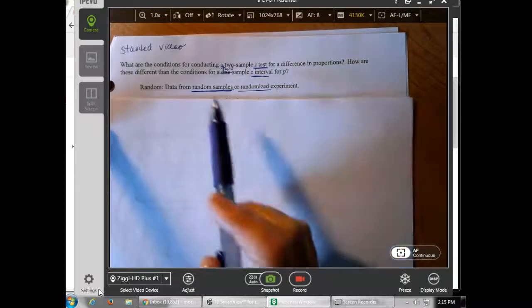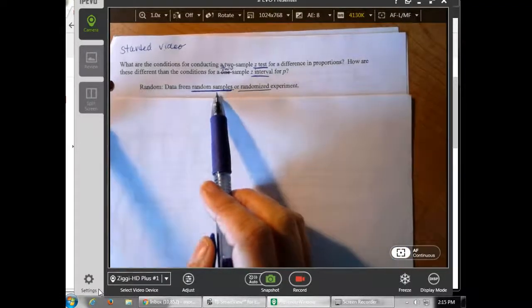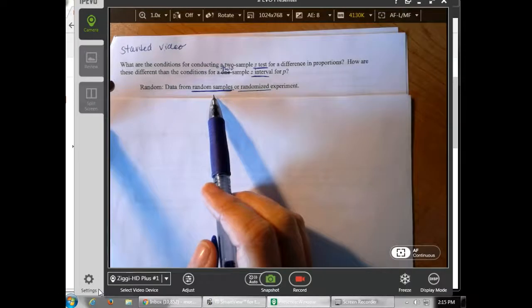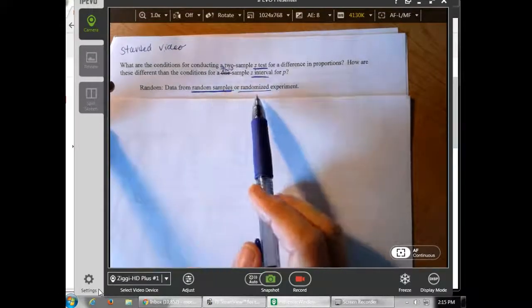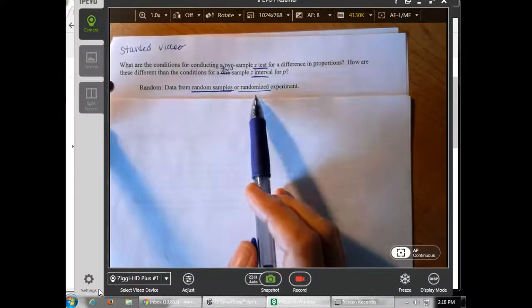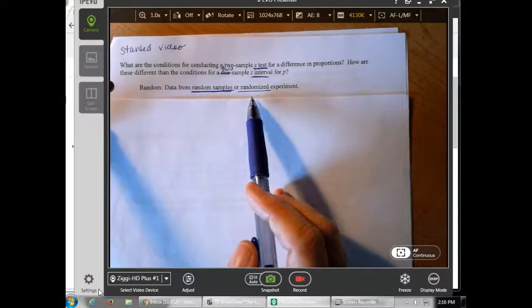The data must come from random samples, and we'd have two samples chosen from two independent or separate populations. Or the data must come from a randomized experiment where you have random assignment to treatment groups and you have data to compare from the two different treatment groups.